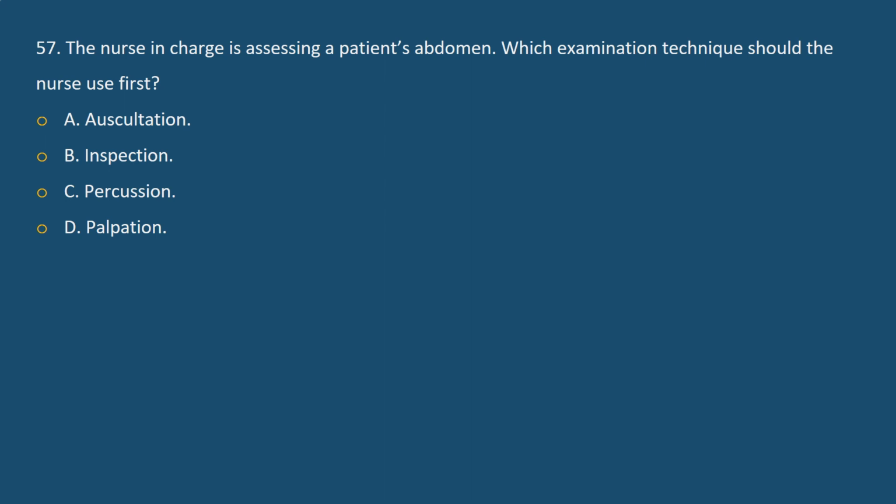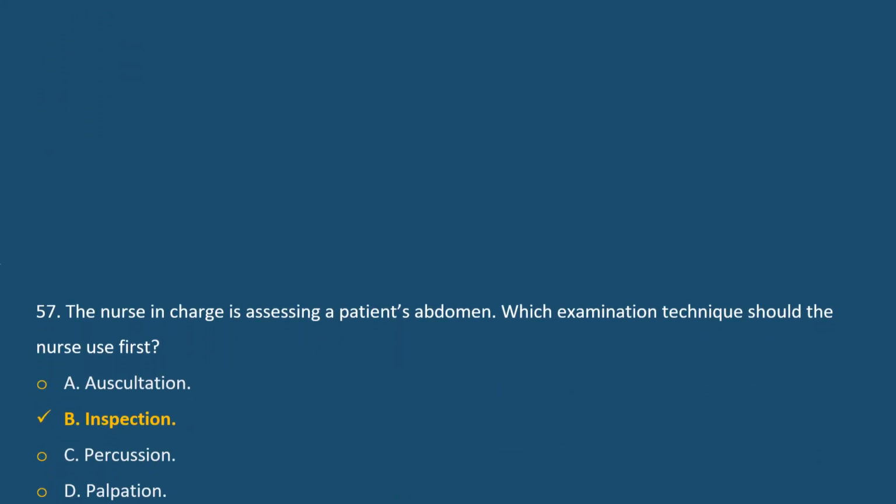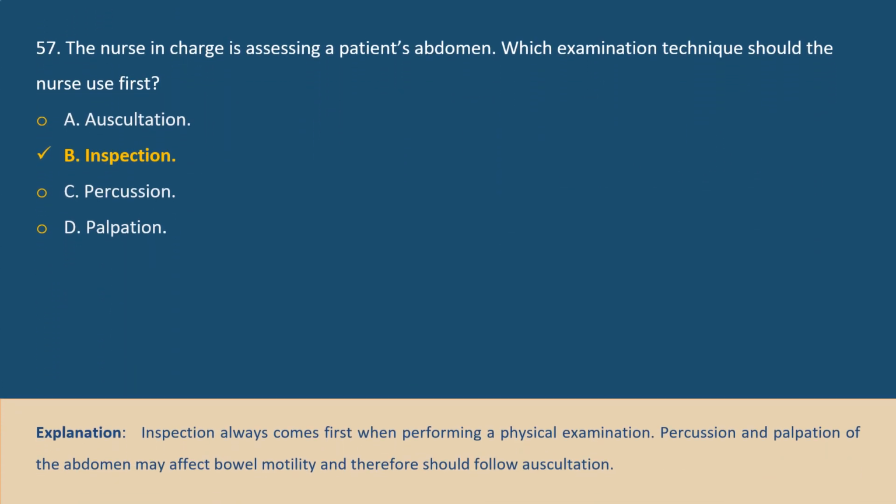Question 57. The nurse in charge is assessing a patient's abdomen. Which examination technique should the nurse use first? A. Auscultation. B. Inspection. C. Percussion. D. Palpation. Answer B. Explanation. Inspection always comes first when performing a physical examination. Percussion and palpation of the abdomen may affect bowel motility and therefore should follow auscultation.